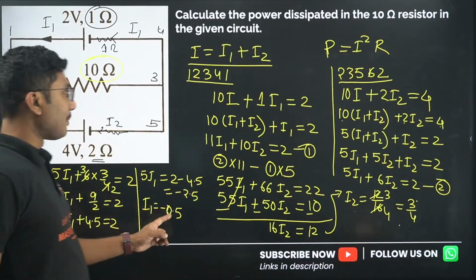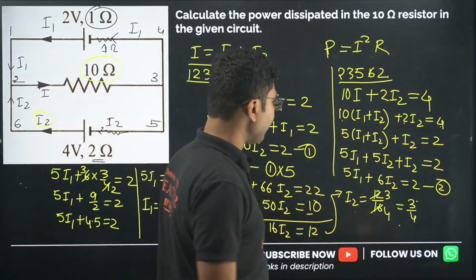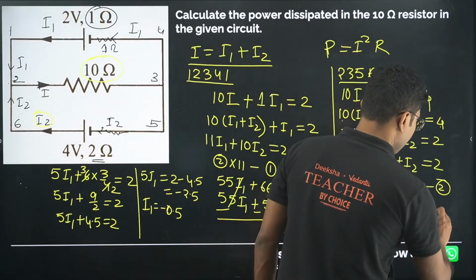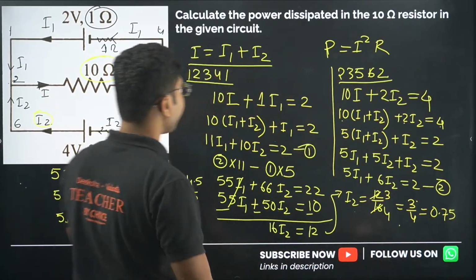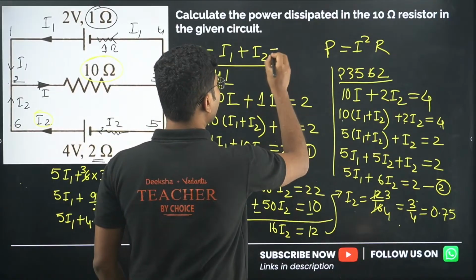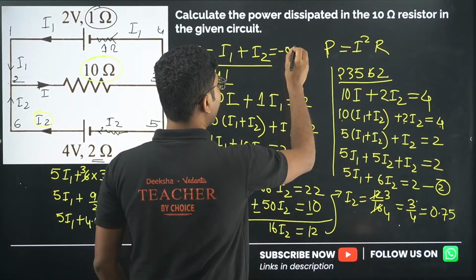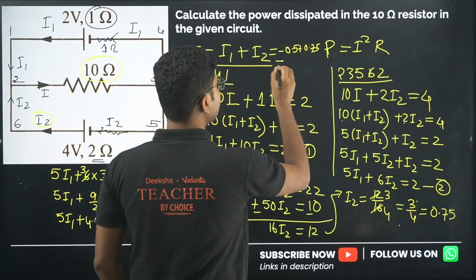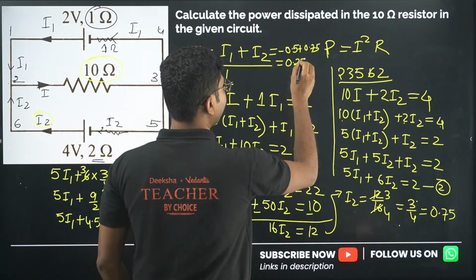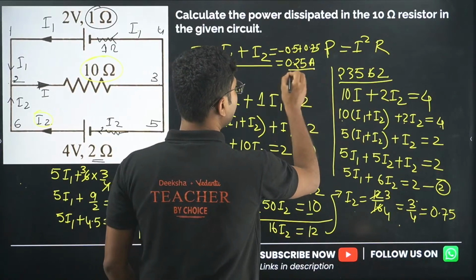So I1 is minus 0.5, I2 is 0.75. Okay, 3 by 4 means 0.75. So what is the current? Total current must be minus 0.5 plus 0.75, that is 0.25 ampere. This is the total current in the circuit.